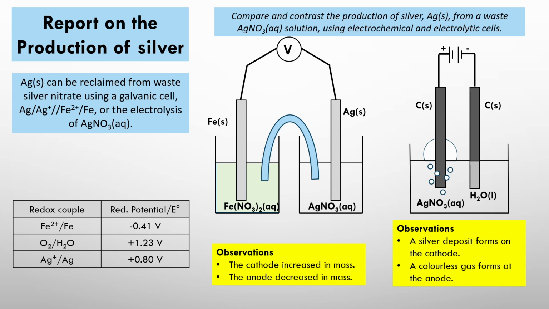So as you can see on the slide here, we have the electrochemical cell, or galvanic cell, on the left, which has two half cells connected by a salt bridge, and on the right we have an electrolytic cell where we will carry out electrolysis. Now, let's see what we need to do to produce a comparative report that will meet the standards of Achievement Standard 91393.